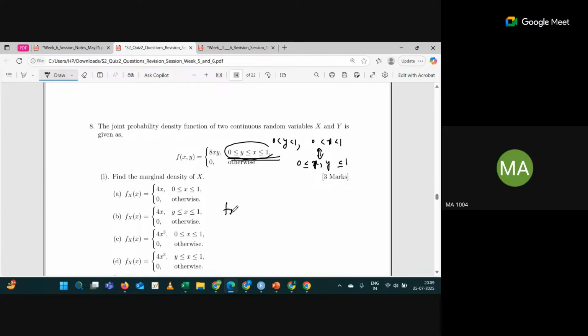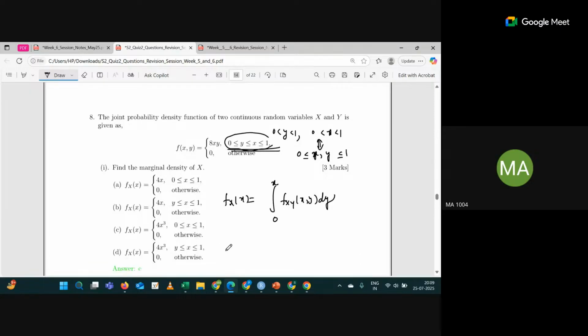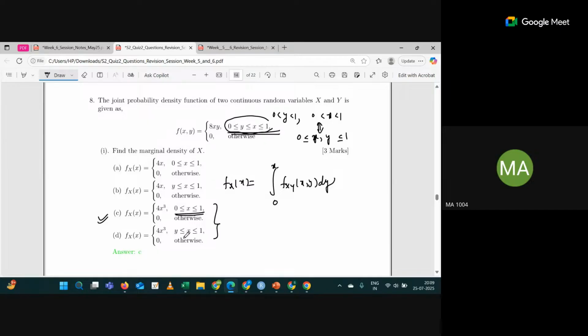So basically, for f_X(x), you have to integrate the joint density f(x,y) with respect to y. So what is the limit of y? I have to integrate from 0 to x only, right? And the answer is 4x cubed. So there are two options. Just keep in mind there is just a difference in the support of x. The support of x is 0 to 1.